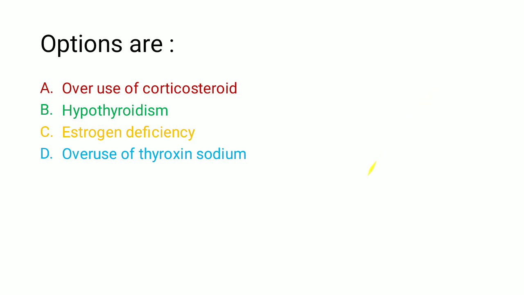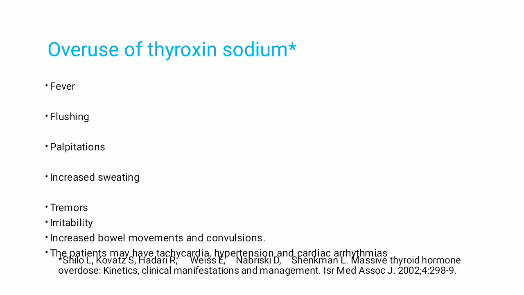Moving to the next option, that is overuse of thyroxine sodium. Overuse of thyroxine sodium will actually lead to conditions like fever, flushing, palpitation, and increased sweating. The body will show more tremors. It shows irritability. The bowel movement will increase, and convulsions will be there. The patient may have tachycardia, hypertension, and cardiac arrhythmias.